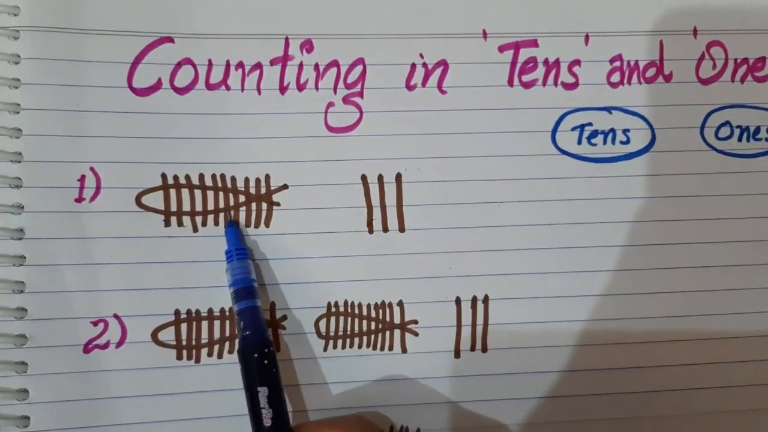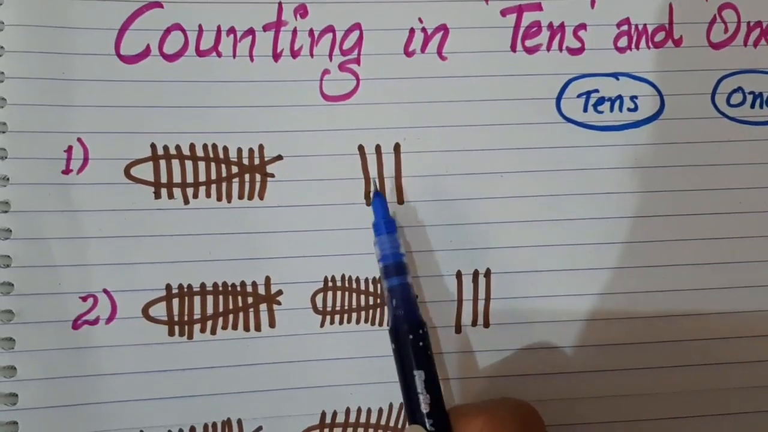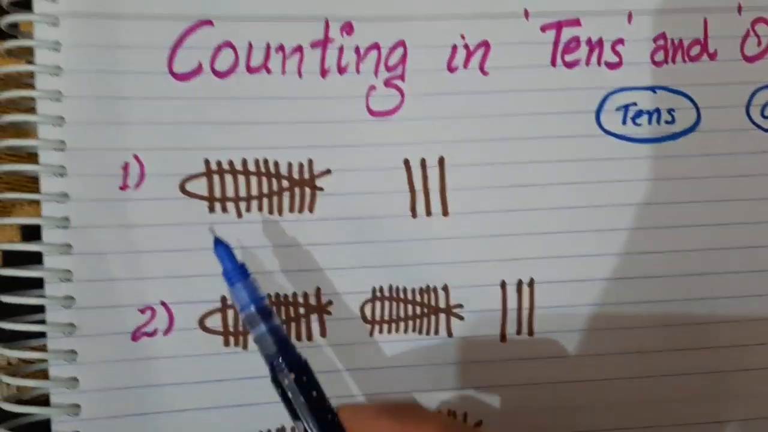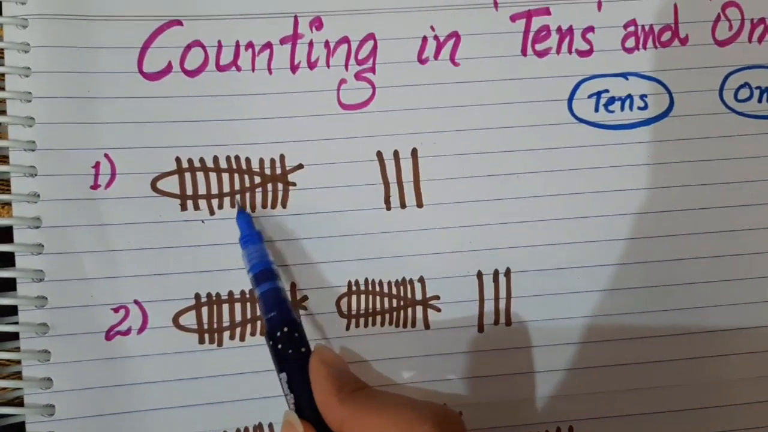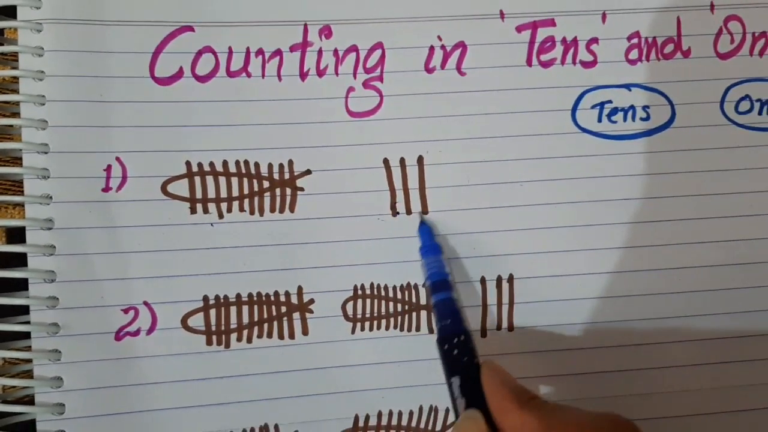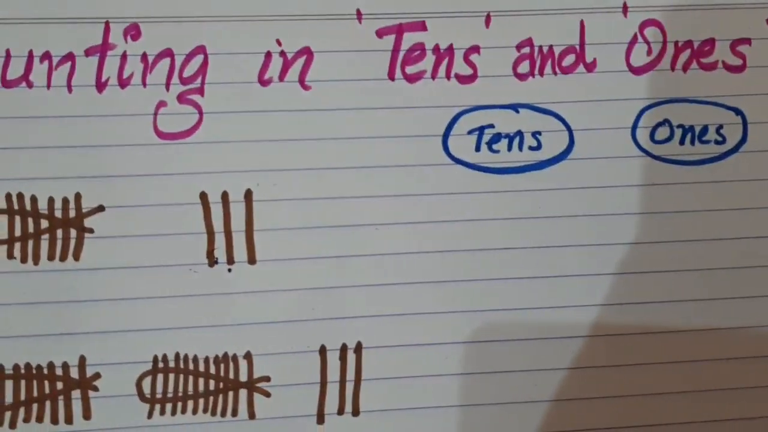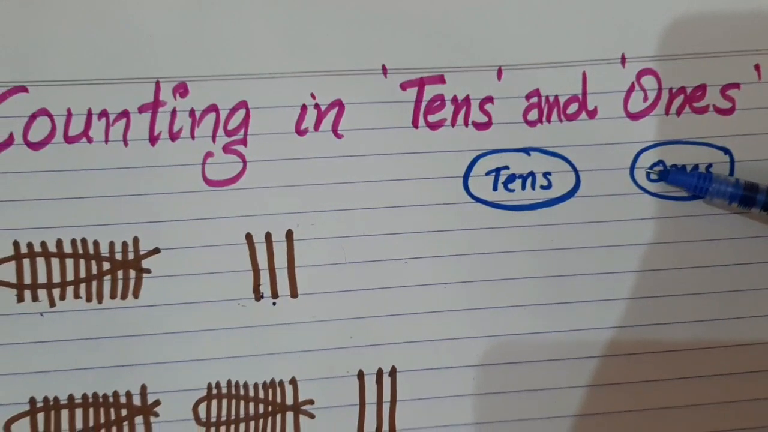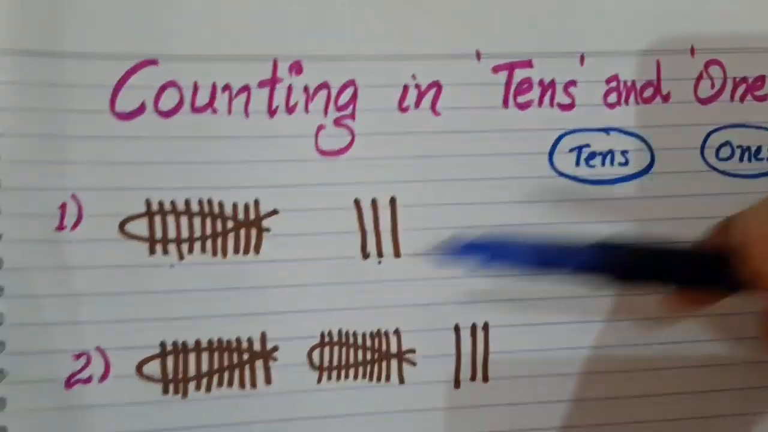If there are 10 sticks, then that is a bundle, and if there are less than 10, then that is not a bundle, those are loose sticks. Okay, so we have to note down whether there is a bundle or loose sticks. If there are loose sticks, then they will come in ones. अगर लूज स्टिक्स हैं तो वो वंस में काउंट होंगी, और अगर कोई बंडल है तो वो टेंस में काउंट होगा.